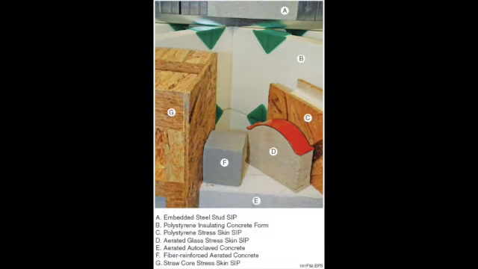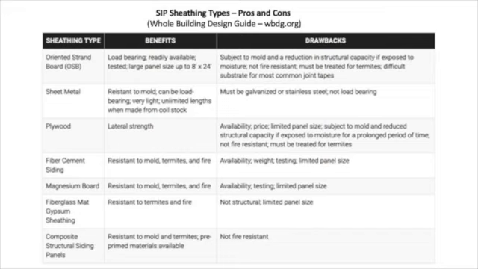There are more types of innovative wall products than you can shake a stick at. While the most common sheathing type is oriented strand board, there are a variety of other options as well, each with their strengths and weaknesses.